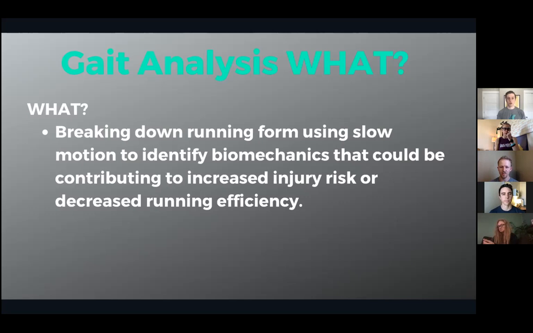The treadmill is nice because you get a good look for a minute or so at someone's running mechanics, but at the same time, you can do it from different angles outdoors as well. We then use a running gait analysis app to draw angles and lines, and we'll show you how we do this, to break down the biomechanics really specifically.